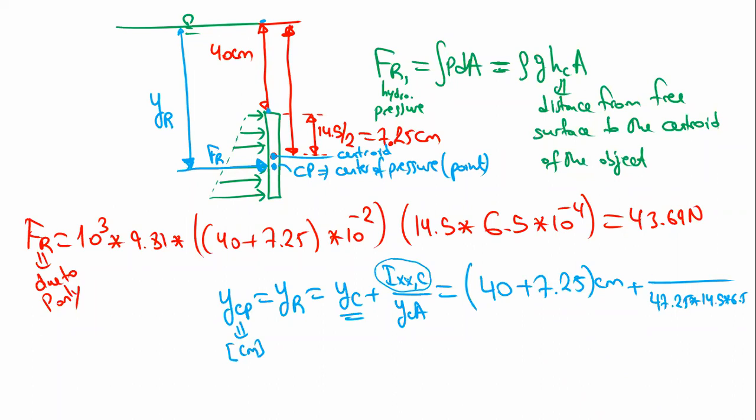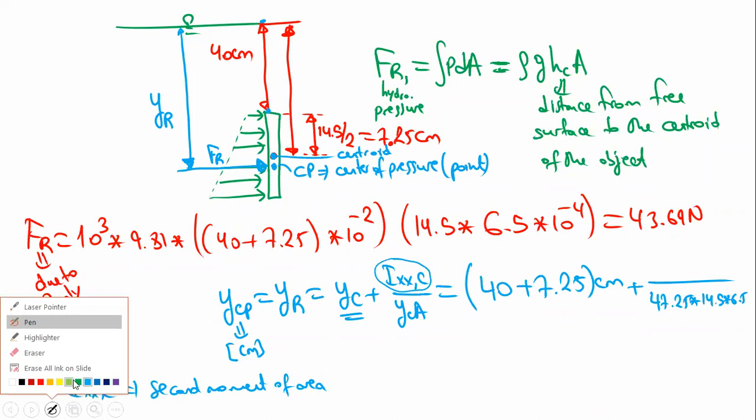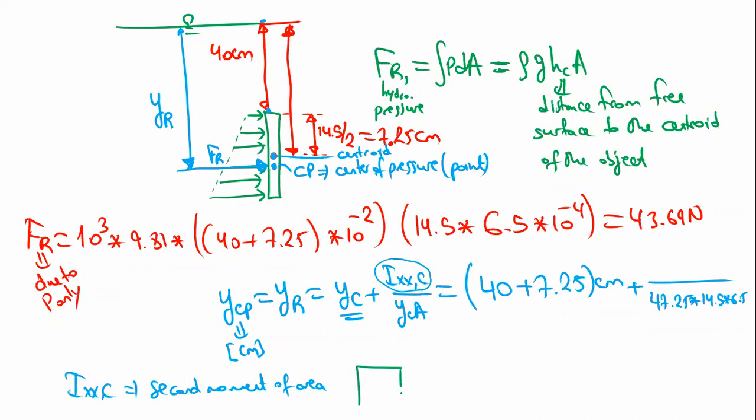And Ixx,c is the second moment of area. So the C means that the axes are passing through the centroid. Let me show this. If this is the phone here, you take the axes here, which are the Xc axis and the Yc axis. Ixx,c means that you are taking the second moment of area about these two axes, about the centroid.